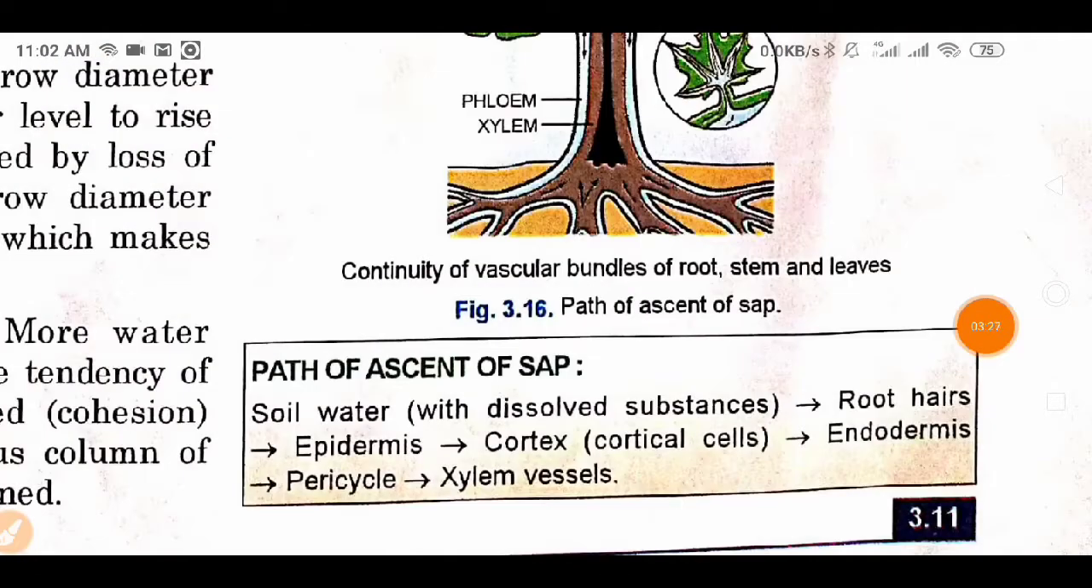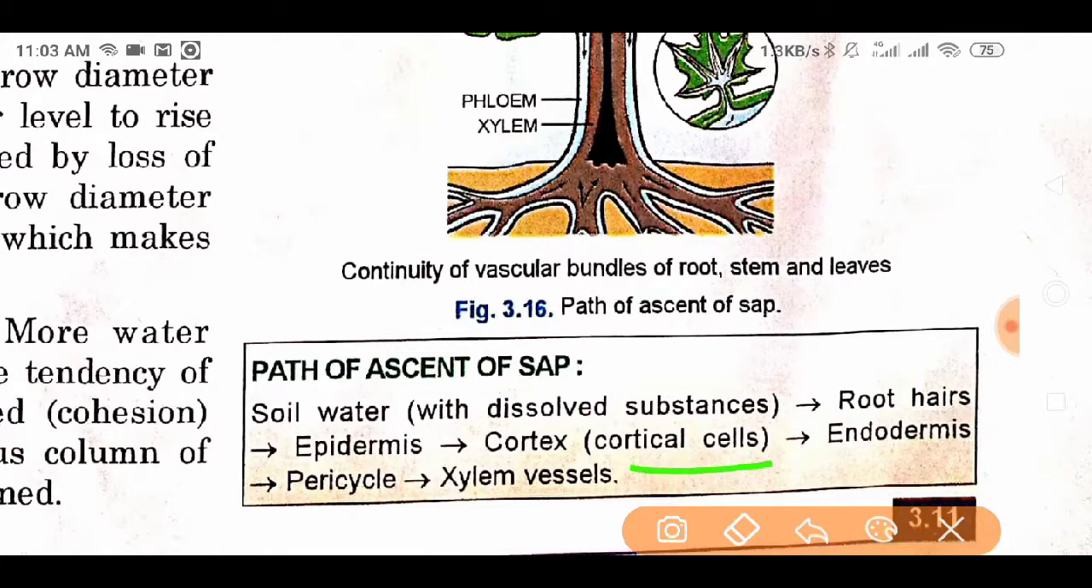If you simply want to understand the path of ascent of sap, first you have to understand that soil water with dissolved substances goes into root hairs, and from root hairs it goes to the epidermis, then to the cortex or cortical cells, then to the endodermis, from the endodermis to the pericycle, and then in the last it moves to the xylem vessels. From xylem vessels it goes to the different locations of the plant.